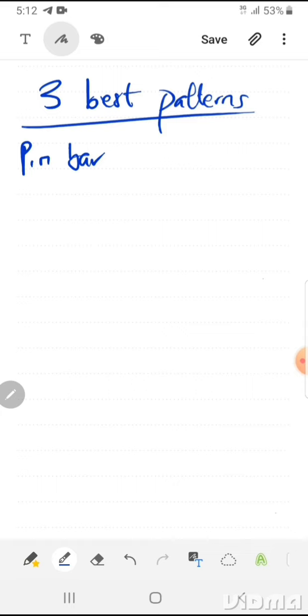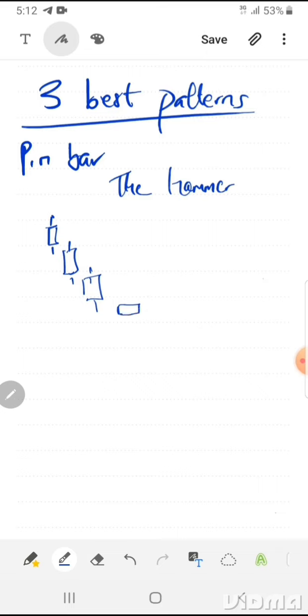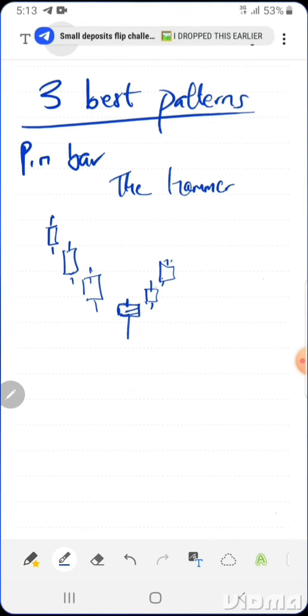The first one is the hammer. When we talk about hammer, what does it mean? It means when we have a series of downtrends. Let's say you have a series of downtrend like this. When you see a market like this, this is known as what? The hammer. Let's say this is our buy, this is our sell.